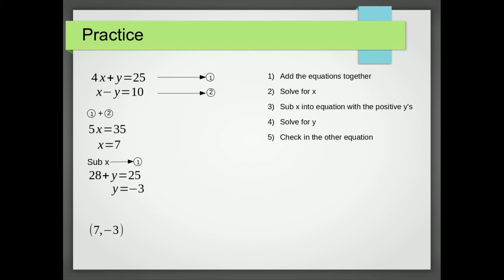Okay, how did you do? Well, hopefully you added the equations together to get 5x equals 35 and solved that to get x equals 7. You substituted into the equation with a positive number of y's, so instead of 4 x's you got 4 7's, which is 28 plus y equals 25. You took away 28 from both sides to get y equals minus 3. That means that these 2 lines intersect at the point 7, minus 3.